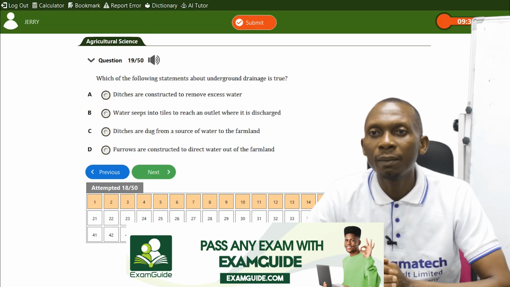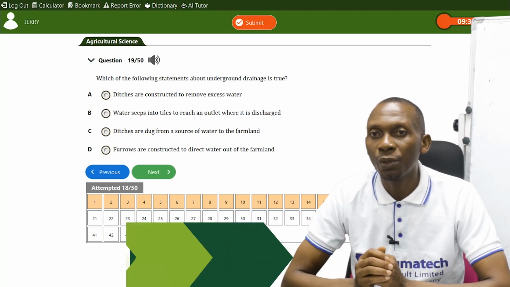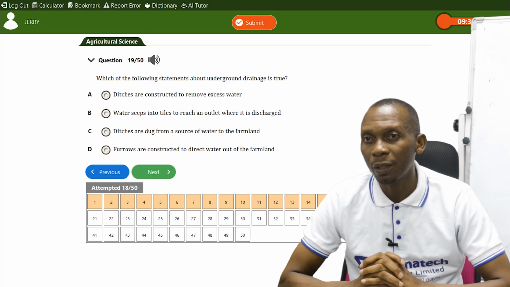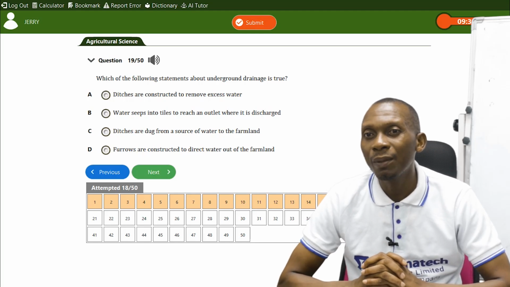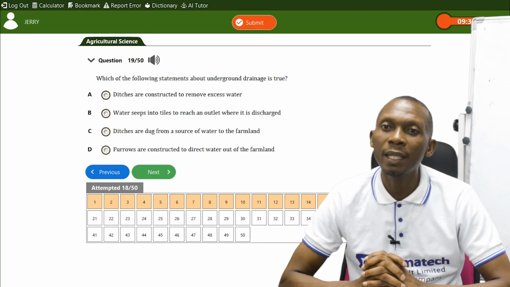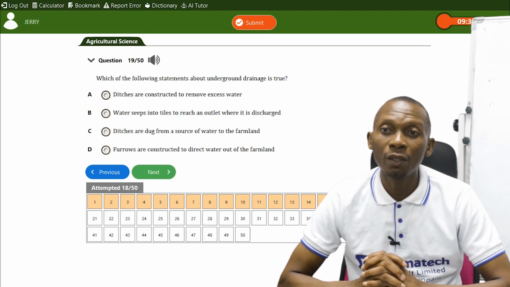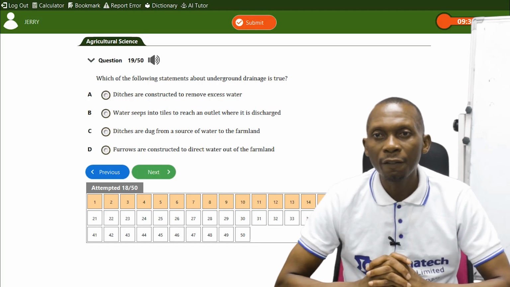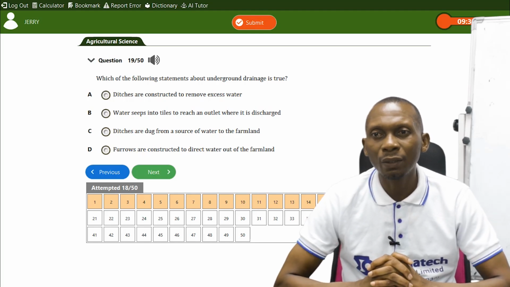Which of the following statements about underground drainage is true? A, ditches are constructed to remove excess water. B, water seeps into tiles to reach an outlet where it is discharged. And C, ditches are dug from a source of water to the farmland. D, furrows are constructed to direct water out of the farmland.